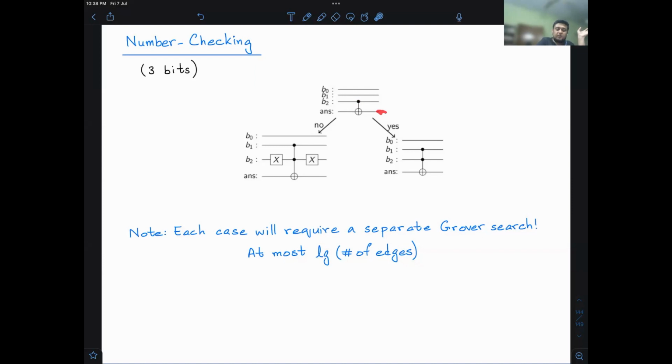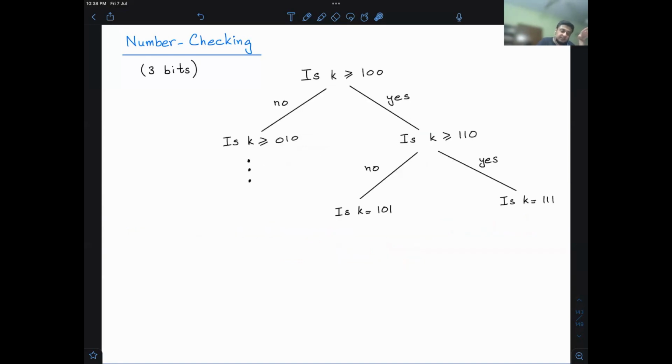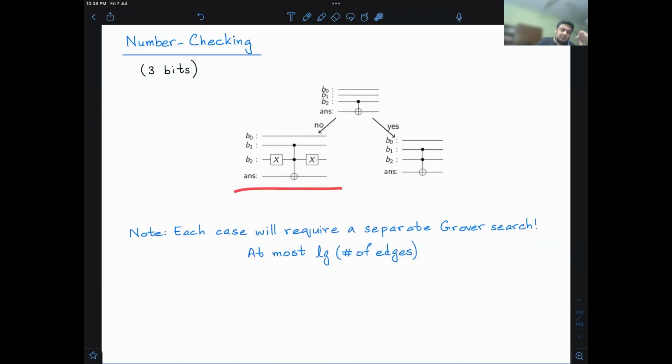Right, so the answer over here will be 1 if the number being represented by these 3 qubits was greater than or equal to 4. Completely classical reasoning, nothing quantum about it. You go forth and do exactly this kind of reasoning with the binary search. So here, this is the circuit for is k greater than or equal to 2. That's the circuit for this. I recommend you verify why this is the circuit for it. Similarly over here for 6.